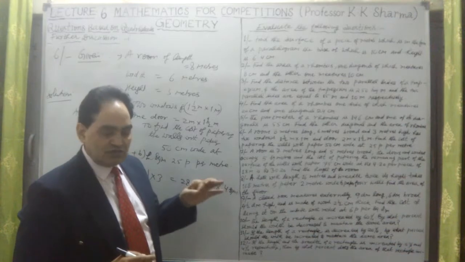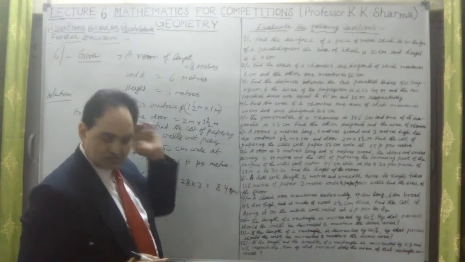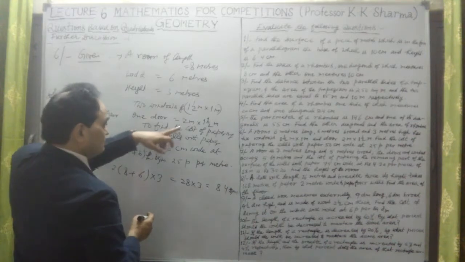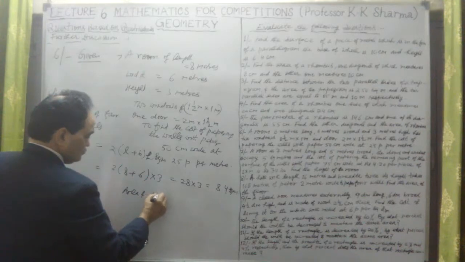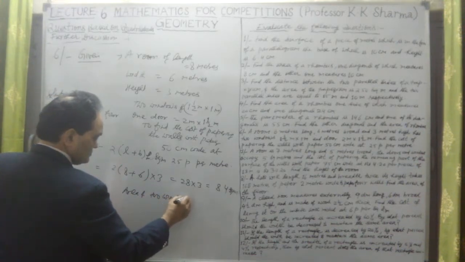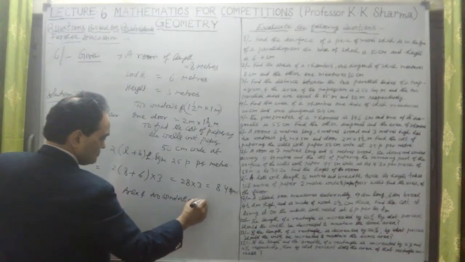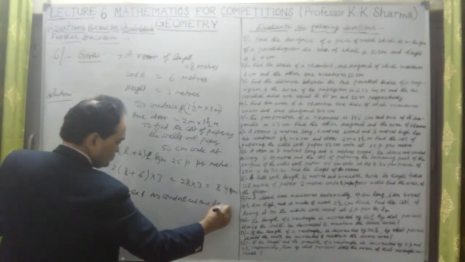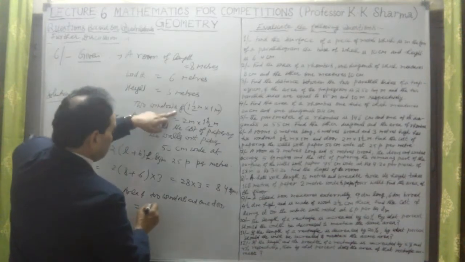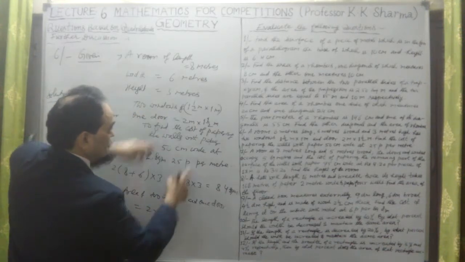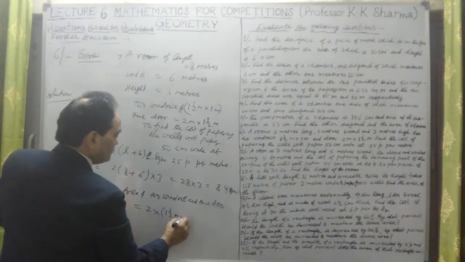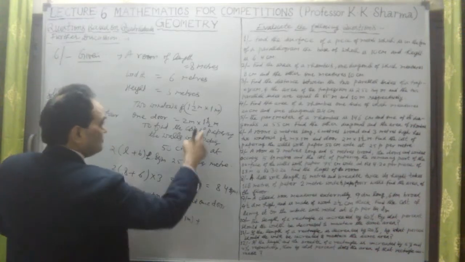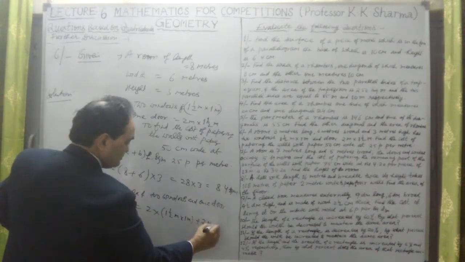But out of this, the area of the two windows and one door is to be subtracted. What is the area of two windows and one door? It is equal to twice into the area of one window, 1.2 meter by 1 meter, plus the area of one door, 2 meter by 1.5, that means 3 by 2 meter.